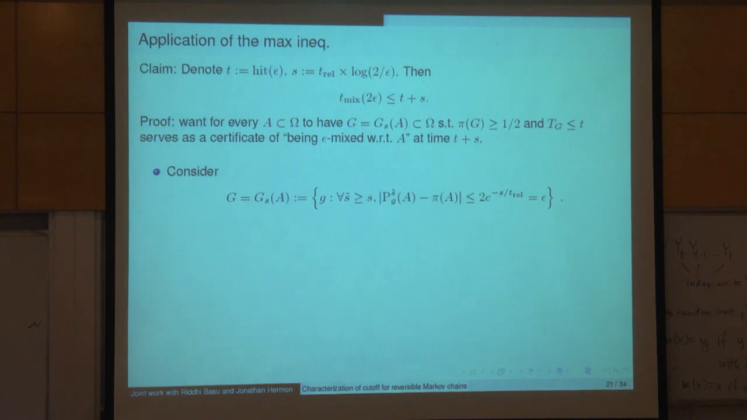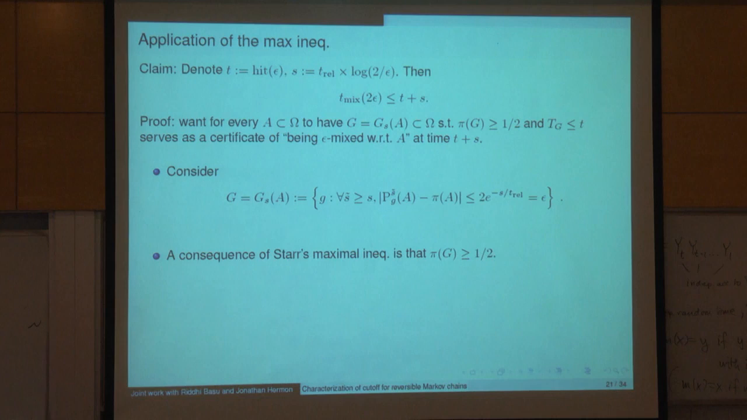Now, I want to separate what's standard and what's non-standard here. If instead of s tilde I put s, and I want P^s(g, A) minus pi(A) to be less than this parameter, e to the minus s over t_rel, then this is completely standard spectral analysis. It just follows from writing out the spectral representation of the transition matrix P, a very standard calculation. I won't write it out. What's non-standard is that I have a quantifier: I want this inequality to hold simultaneously for all s tilde bigger than s. That's the novel feature, which relates to star's inequality.